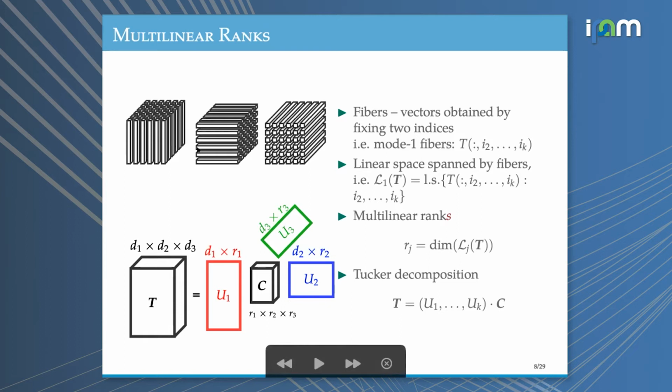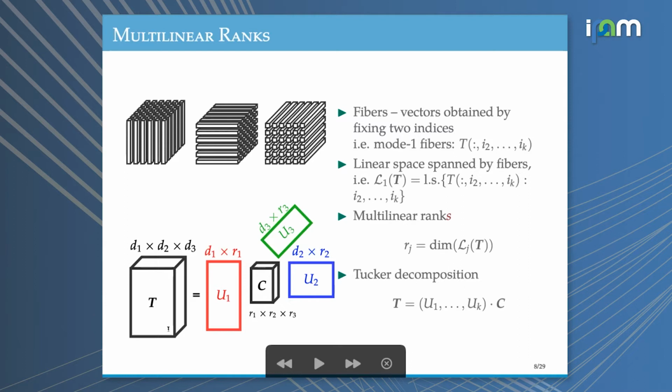For example, if I have a third order tensor, like what we're doing here, you can look at all these entries by fixing two indices and letting the third index vary. So I end up with a bunch of vectors of this form. Then I can define one rank to be the dimension of the linear space spanned by these fibers. Of course, I can look in three different ways, so I end up with three different ranks. This is typically referred to as the multilinear ranks, and it is closely related to the Tucker decomposition of a tensor.